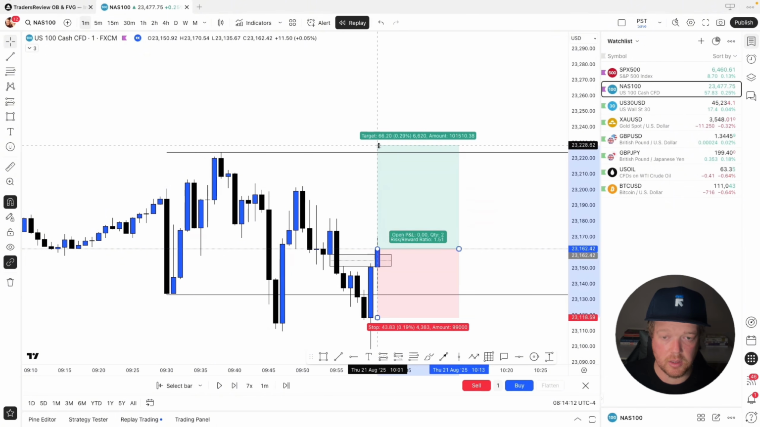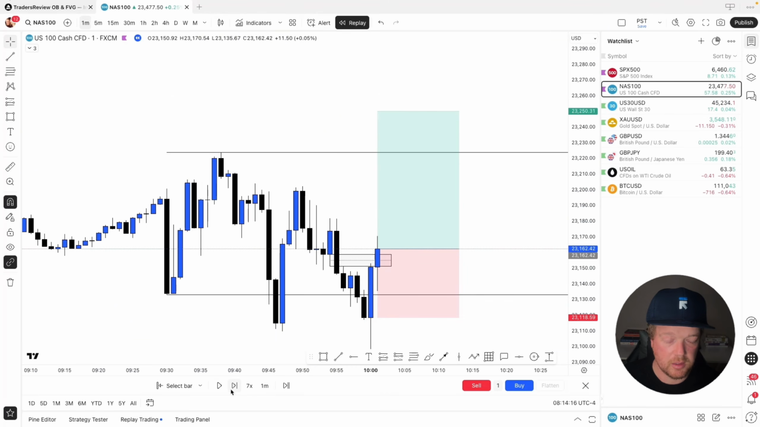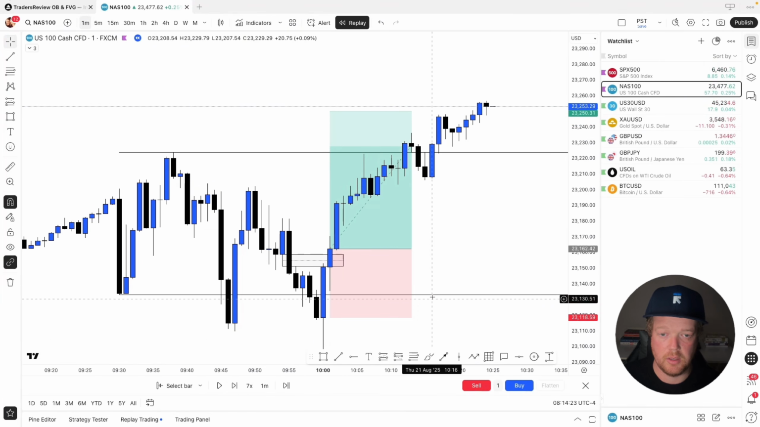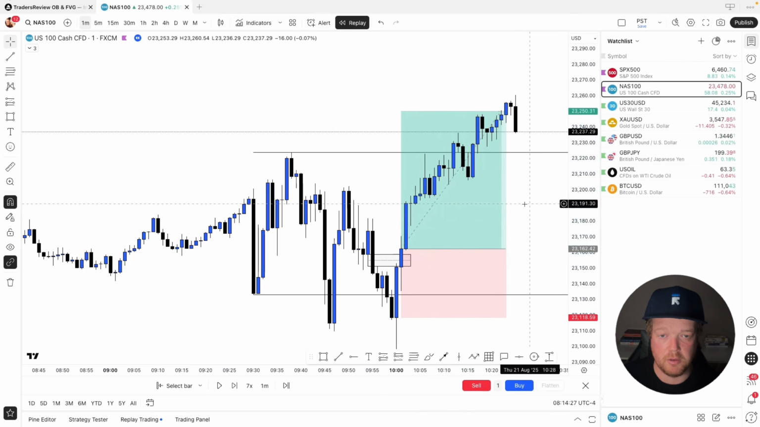And we are going to target a fixed 1 or 2 risk to reward trade. And let's see how this one plays out. Nice, in profit. And there we go. As you can see, we got our profit right over there.